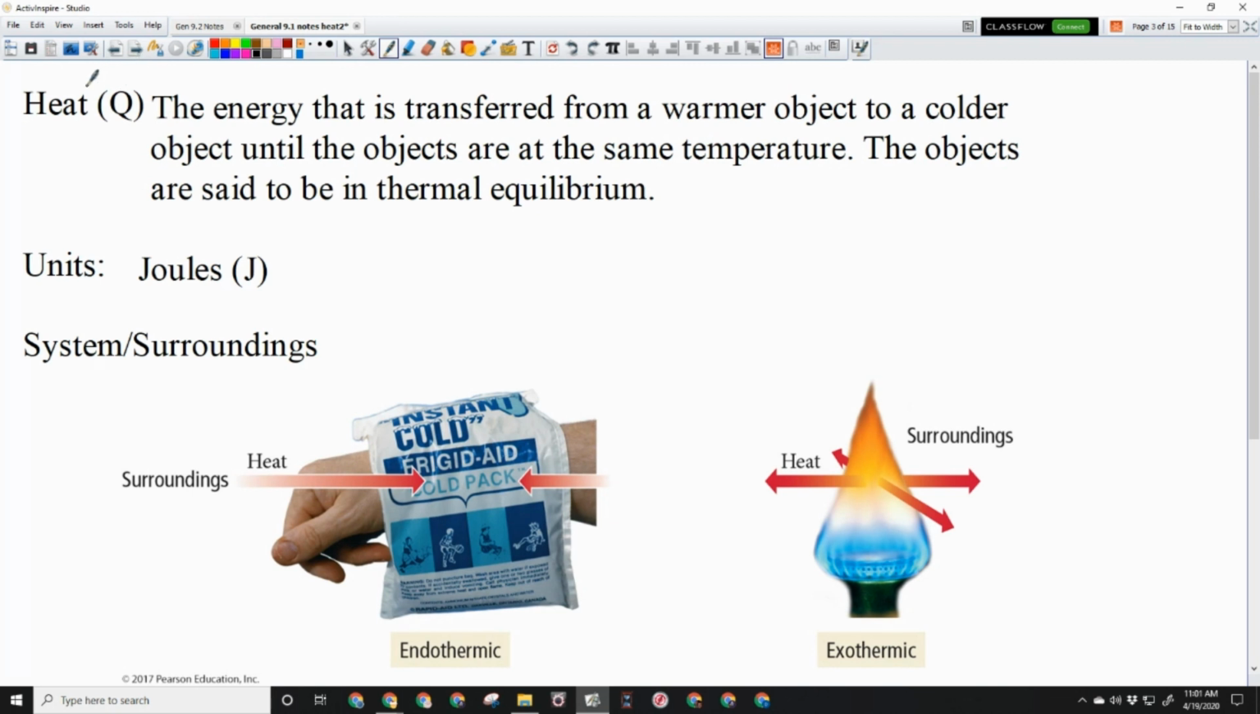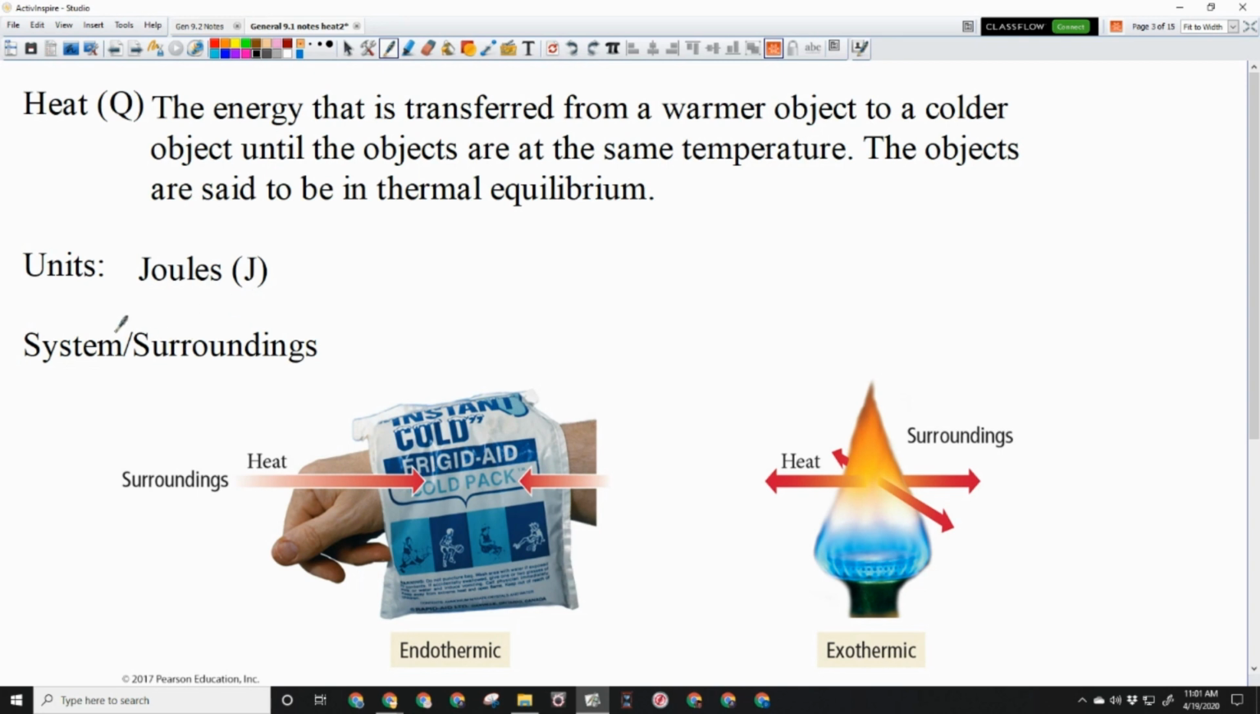And when we talk about thermochemistry, we talk about heat because it does release heat. Heat is represented by the variable Q, and it is the energy that is transferred from a warmer object to a colder object until the objects are the same temperature. Okay, and the objects are said to come to a thermal equilibrium. So we're going to look at the transfers of heat between objects. This heat is measured in joules, and that's represented by a capital J.